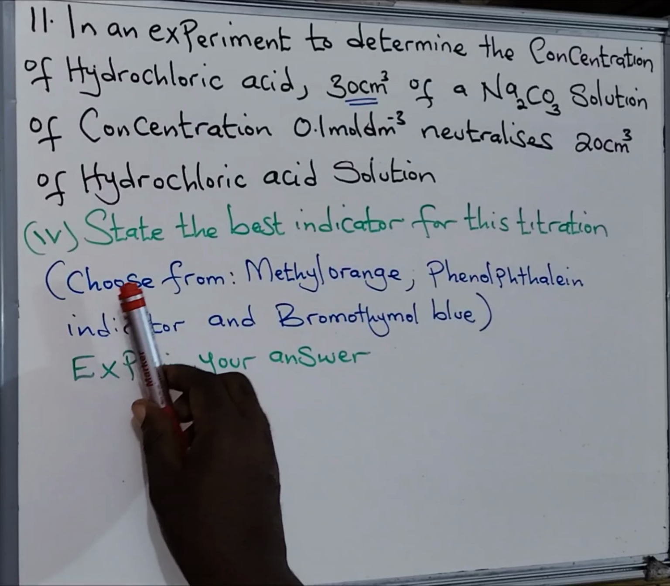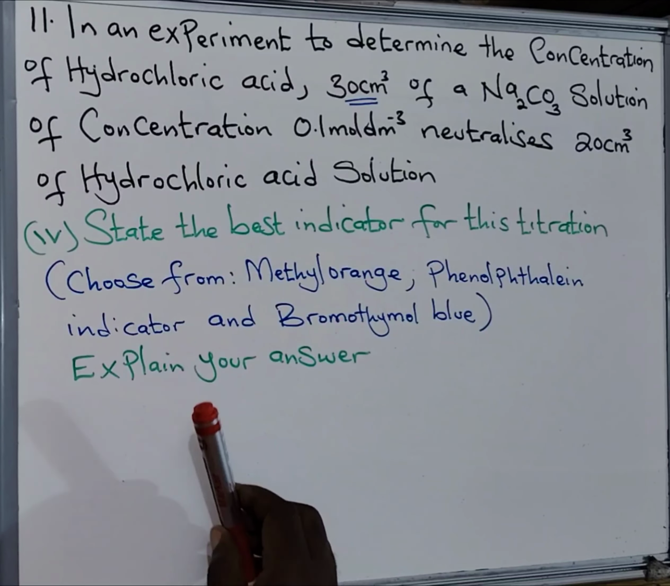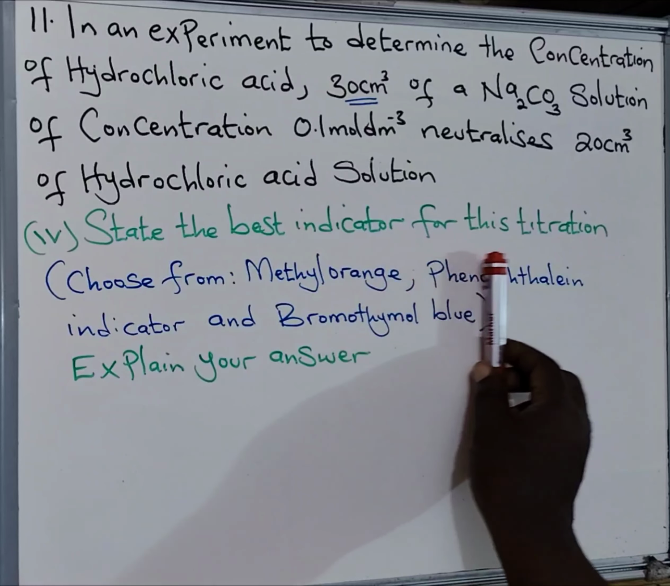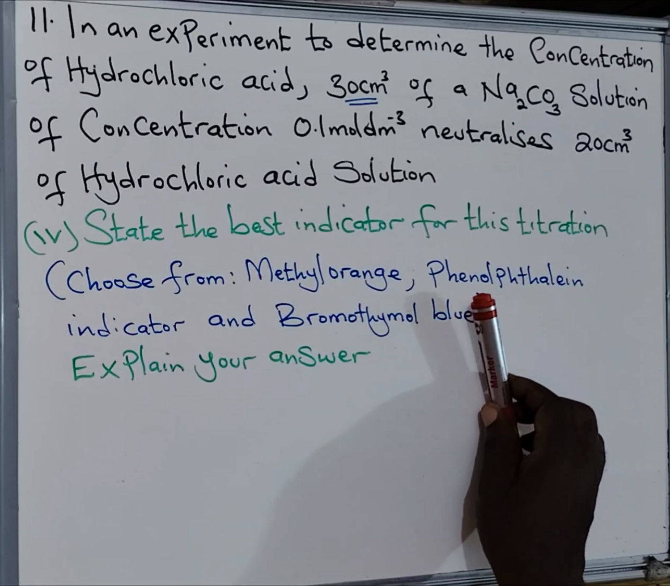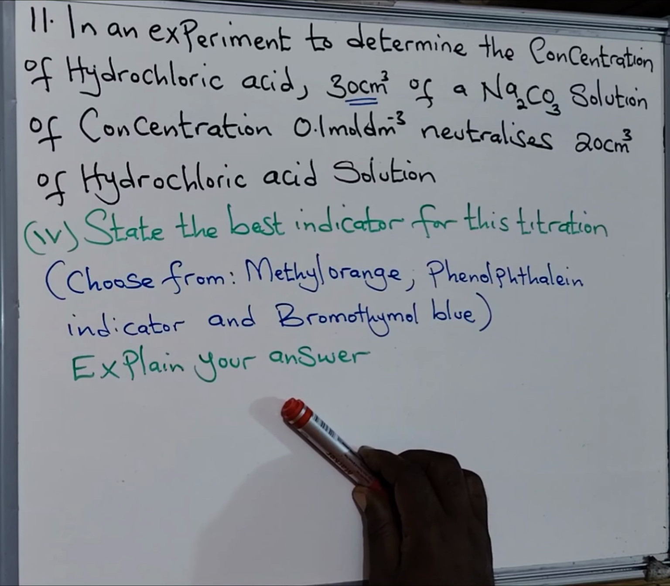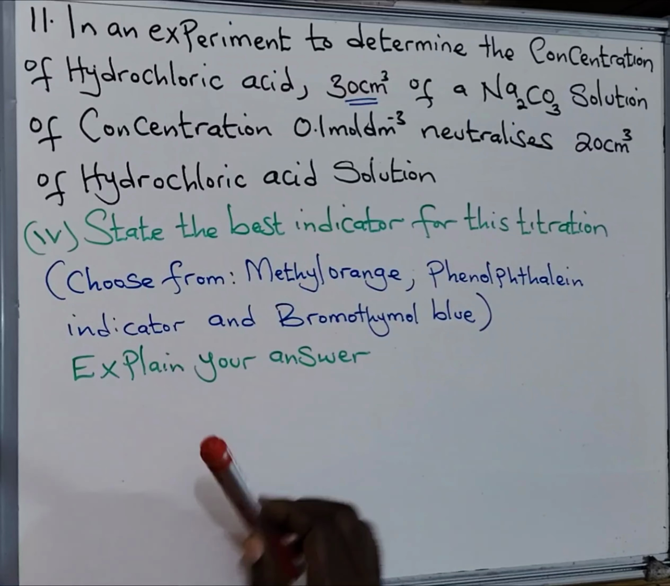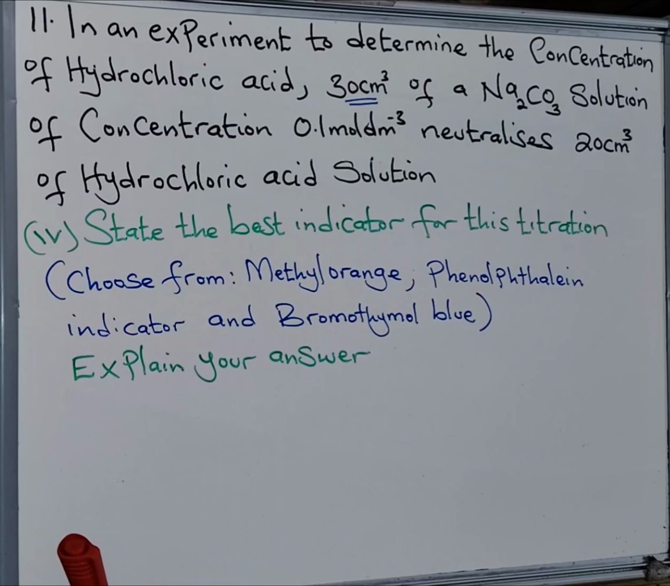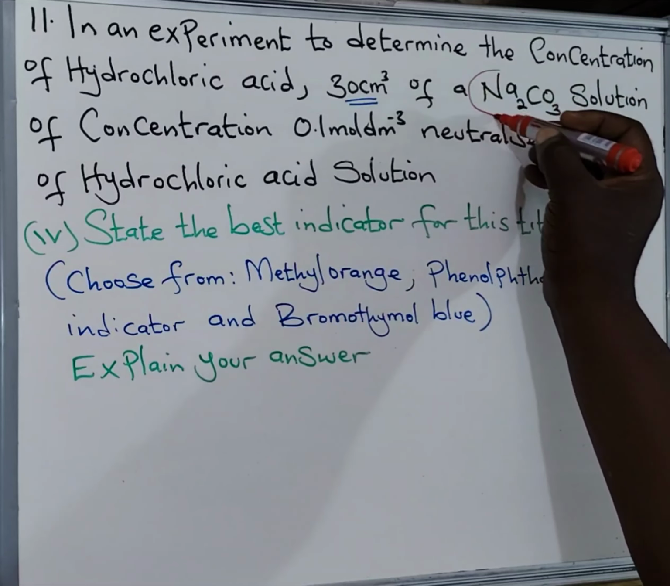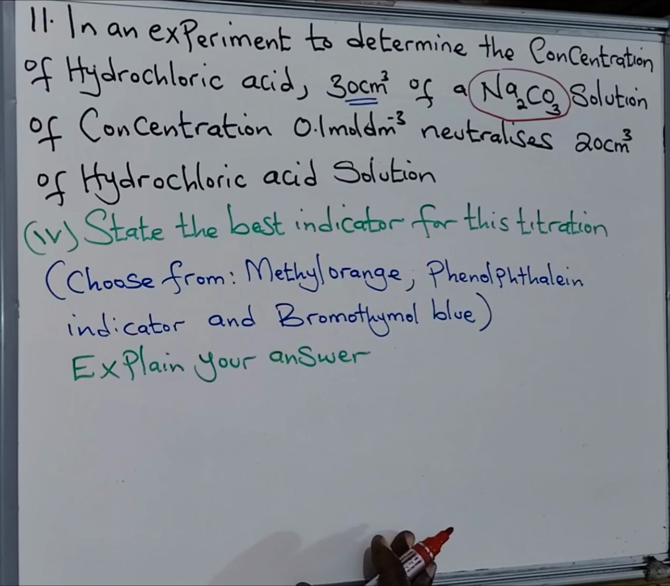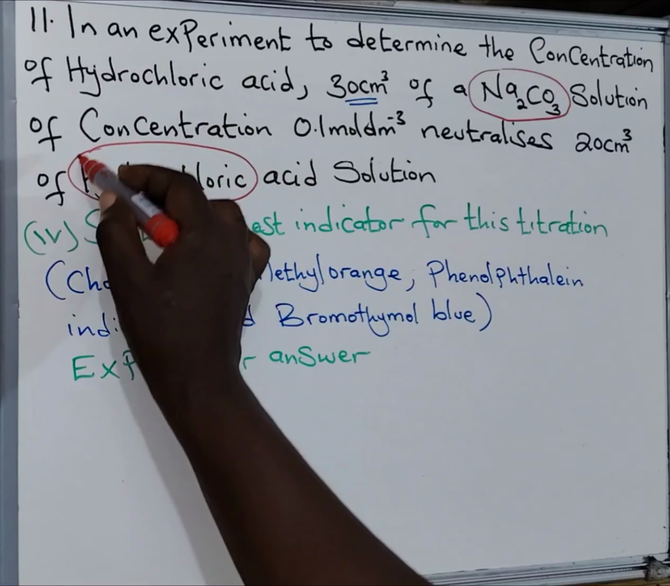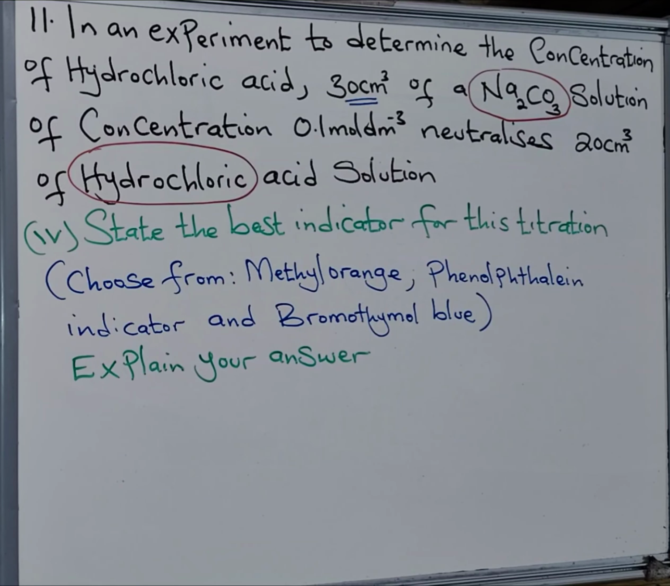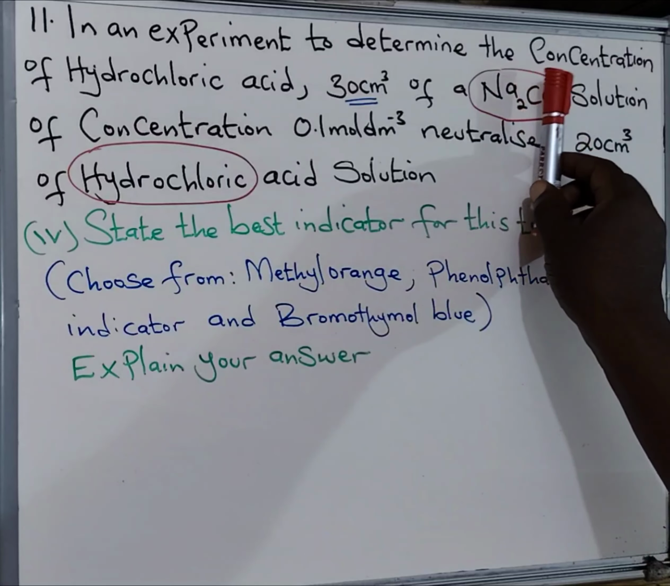Yeah, so comes this question. It says, state the best indicator for this titration. Choose from methyl orange, phenolphthalein indicator, and bromothymol blue. Explain your answer. Okay, to choose the indicator, what do you do? You look at the reactants. We have our base, which is sodium carbonate, and we have our acid, which is hydrochloric acid. Okay. Then what do you do next? You look at the nature of each.